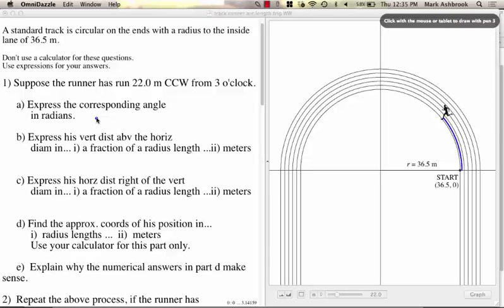22. So, the angle is, let's see here. How about Adam? Did you get the angle? 5 over 36.5? Where did the 5 come from? You're just guessing. Okay, how do we find out what the angle in radians is? The angle measure in radians is the same as what? Where does that number come from when we measure an angle in radians? So if you ran 22 meters and one radius length is 36.5, how would you get how many radius lengths that is?